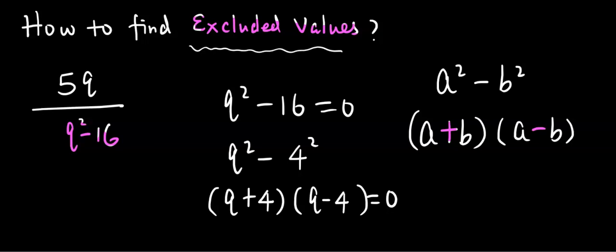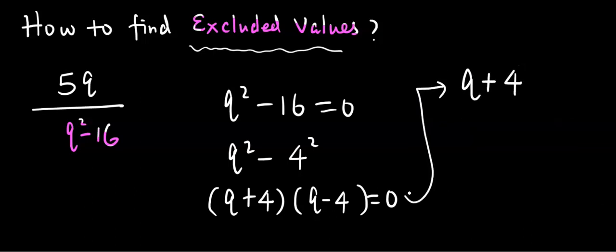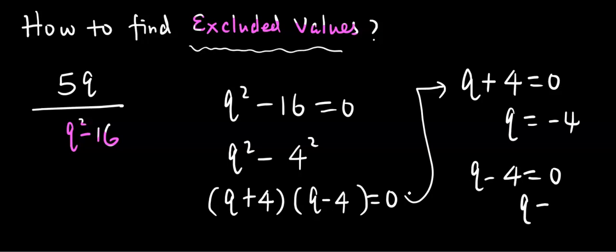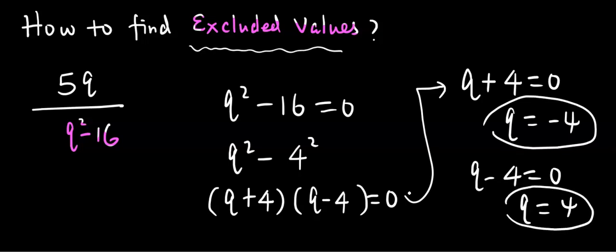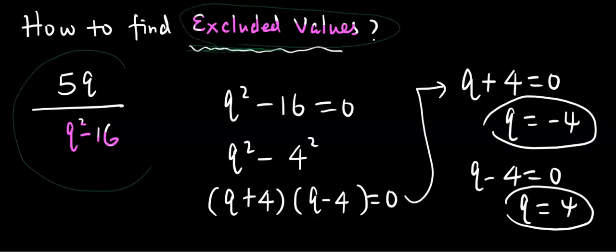Then we're going to find what q is. We're going to use the zero product property. The zero product property says when two numbers multiplied together become 0, either a is 0 or b is 0. Therefore, q plus 4 is 0, which makes q negative 4. q minus 4 is 0, which makes q positive 4. Now, talking about excluded values, this one has two. The excluded values for this rational expression are q equals negative 4 and q equals positive 4.